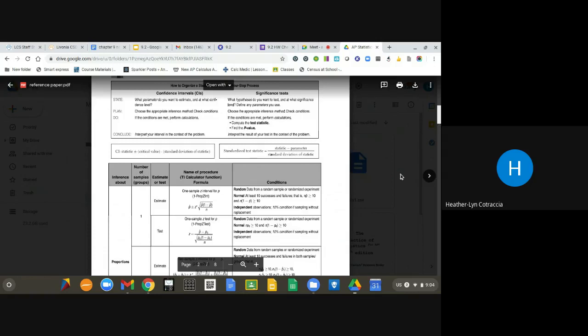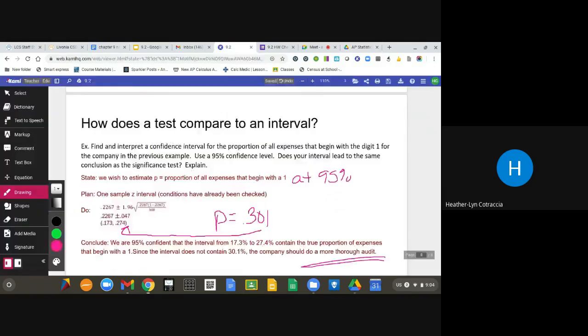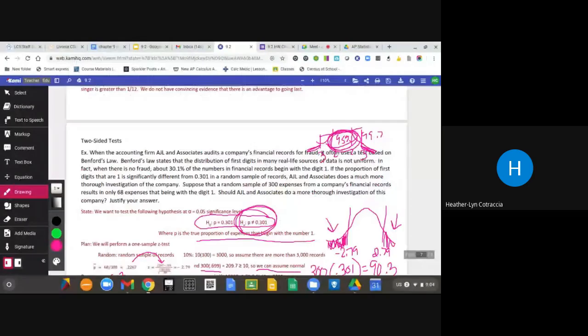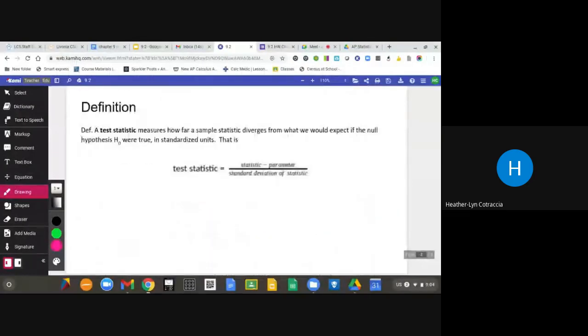Okay, so that is it. We will practice this in class, and hopefully by the end you'll be really, really good at hypothesis testing for proportions.